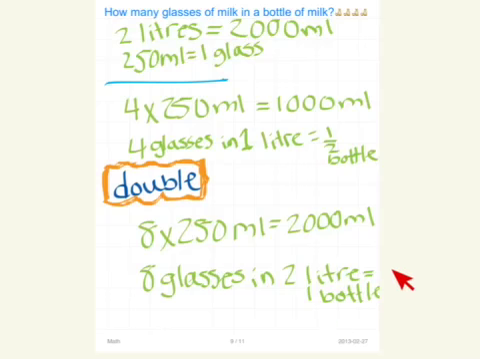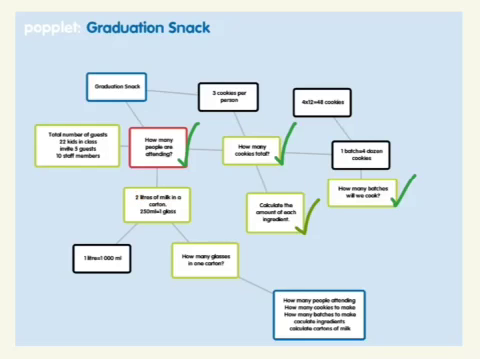1 bottle. I need to double it because there are 2 liters. I thought of it as money, like $2, and in $1 you have 4 quarters, but in $2 you have 8 quarters. So I know that there are 8 glasses in 1 2-liter bottle. Back in my poplet, I can check off how many glasses in 1 carton.